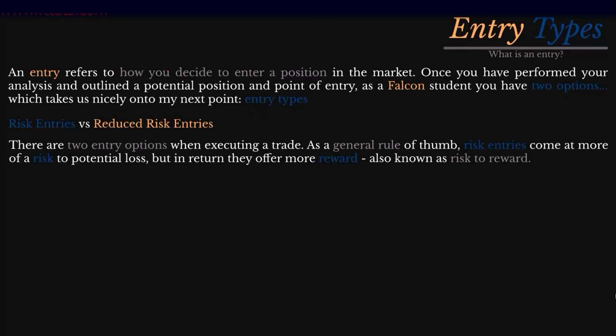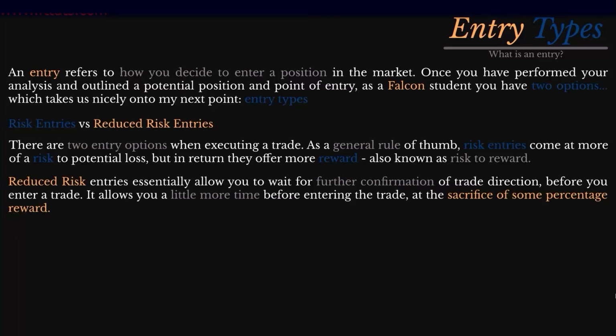Now, there are two options when executing a trade, but the general rule of thumb is risk entries come more often than not, and they come with a slightly higher risk of potential loss. But in return, they offer a bigger reward, also known as risk to reward. With the reduced risk entries, however, they allow you to wait for extra confirmation before you enter the trade. It allows you to have a little bit more time before you actually get into the position. But with that, you're sacrificing a little bit of the risk to reward.